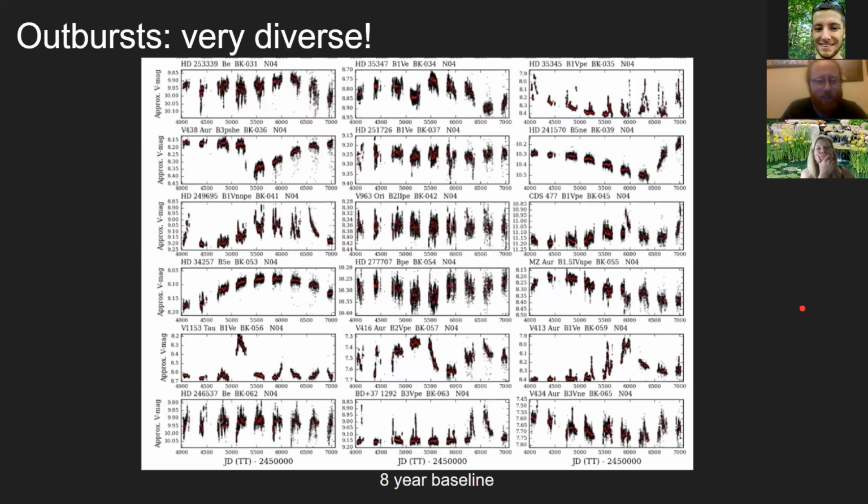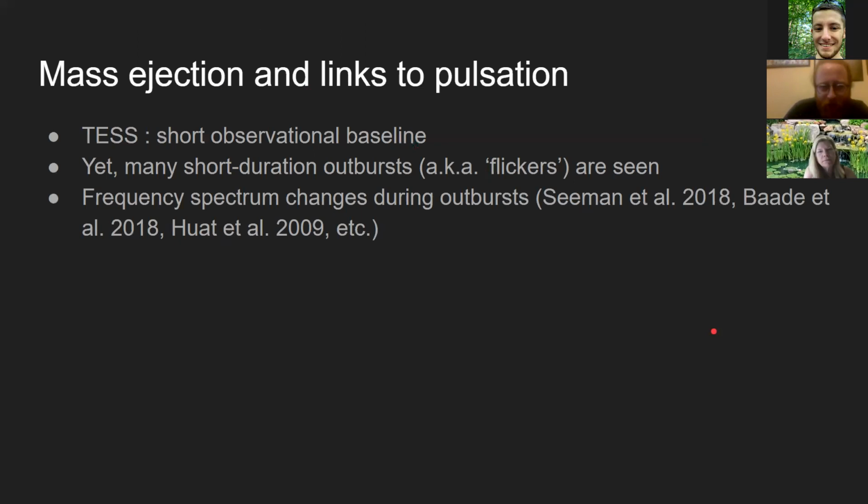There's a lot of diversity in the outburst behavior of BE stars in general. All of these plots have about an 8-year baseline, and they show different levels of variability with different time scales and different cycles. So it's difficult to try to understand the outburst behavior of BE stars as a whole because they're so diverse. And especially with TESS, when we only get 1 month of data at a time, some stars are observed in multiple sectors, so we'll have multiple months. But even that is relatively short compared to the outbursts of some BE stars.